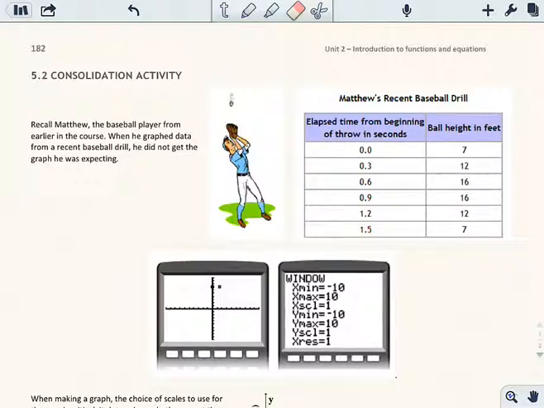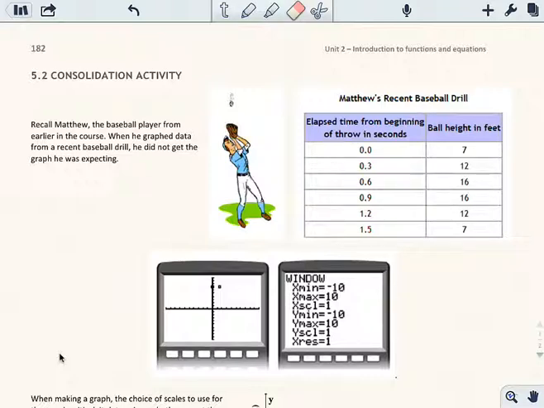So let's talk about this consolidation activity because we're introducing you to a little pre-graphing calculator work. And although you don't need a graphing calculator to do this, it gets you thinking in that mode. So it's worthwhile to make sure that you guys are doing really, really well on this. So here's what's happening.